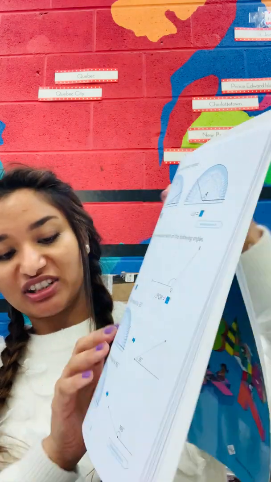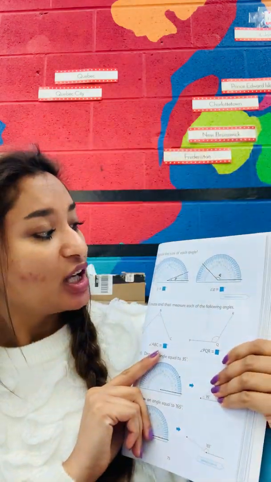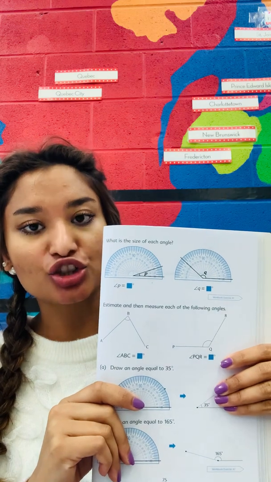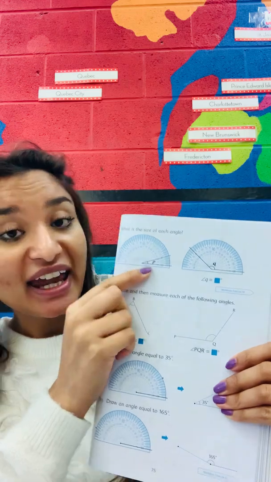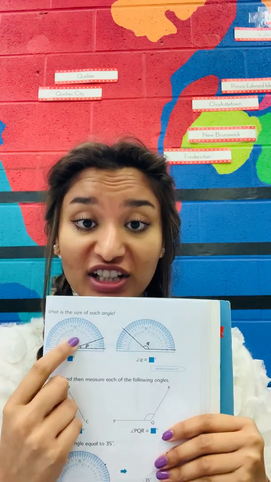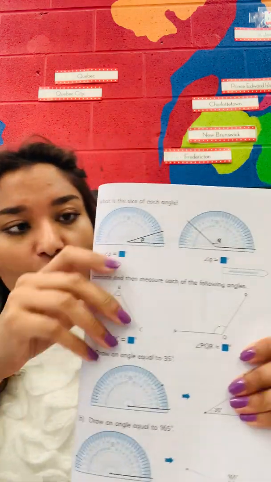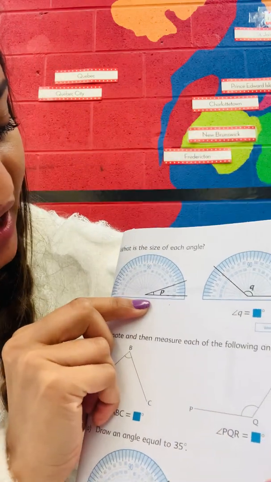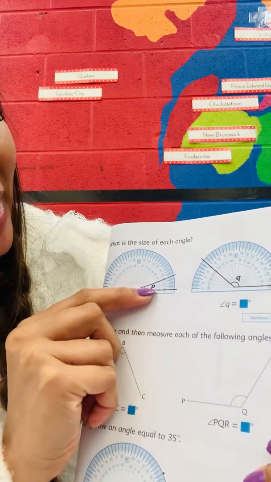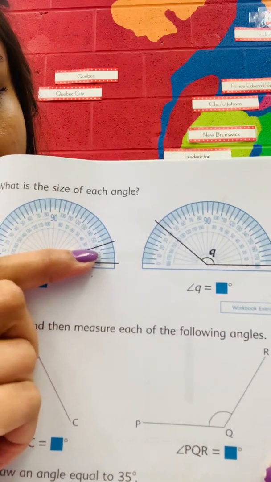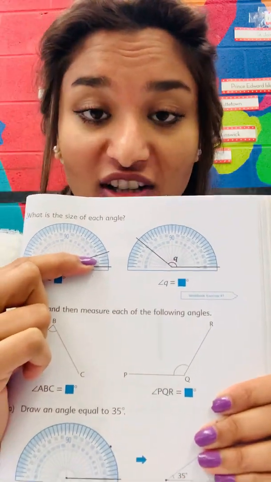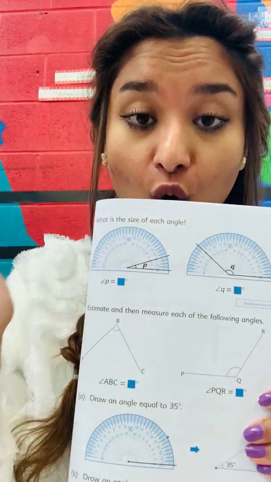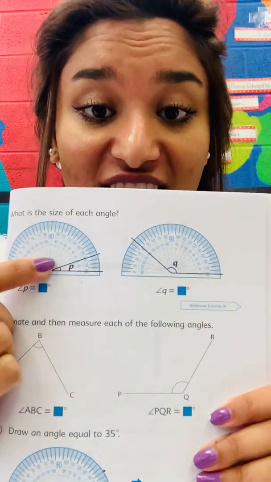Now, on page 75, they have said, what is the size of each angle? So they're asking us, what is the size of each angle? And they want you to read the protractor, and it's right at 20. Okay? It's right at 20. Do not say it is 160, because a 160 angle would open wider. This is an acute angle.